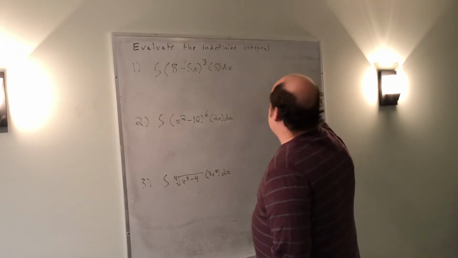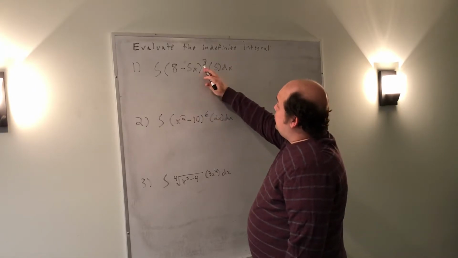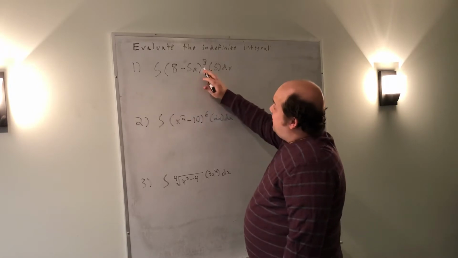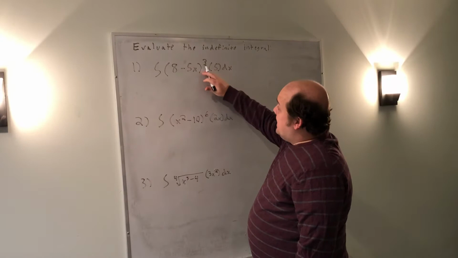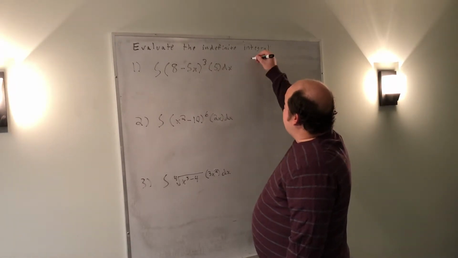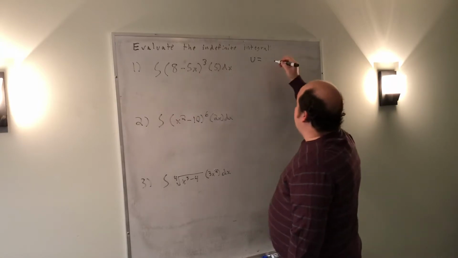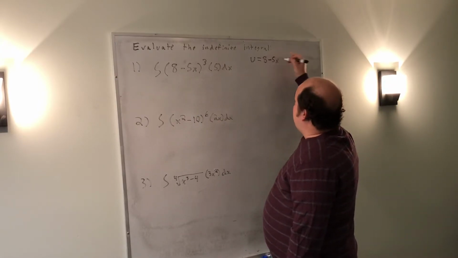So in this case, for the first problem, the integral of (8 minus 5x) cubed times 5 dx, this 8 minus 5x cubed is really my chain rule. It's a function of x being taken to a power. So when I set up u substitution, I'm going to set u equal to this whole function of x. In this case, 8 minus 5x.